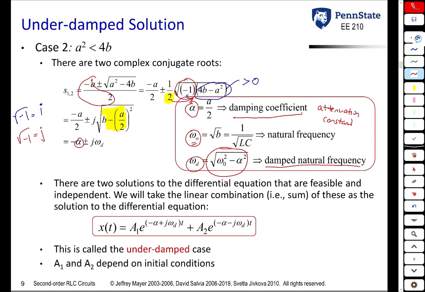At this point, what you want to know is that in the underdamped solution, your characteristic polynomial will have two roots that are complex conjugates. So just as in the overdamped case, there are going to be two candidate solutions to the differential equation: A1 times e to the s1t plus A2 e to the s2t. And as in the overdamped case, A1 and A2 will depend on initial conditions.